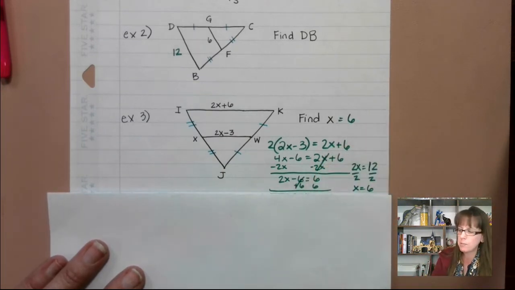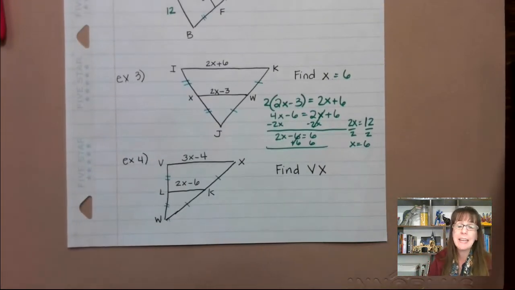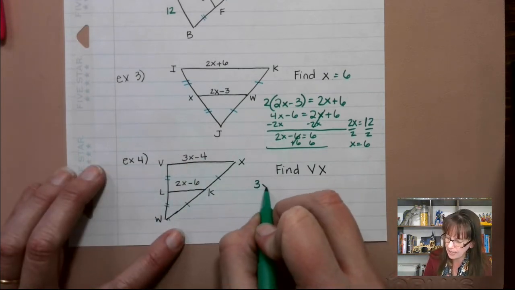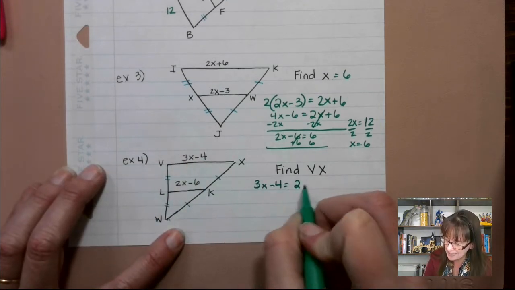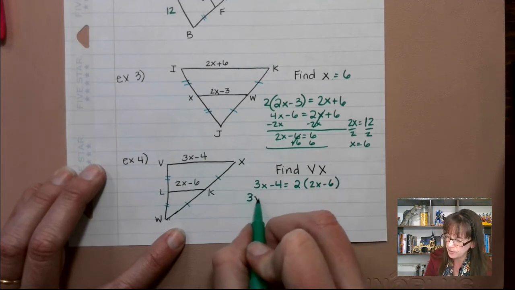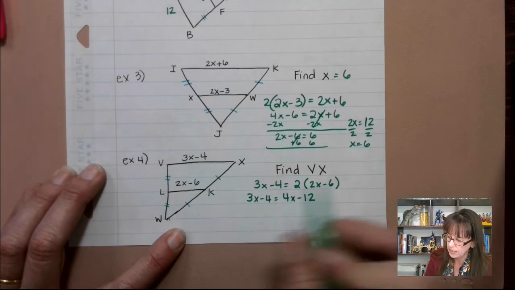All right, let's take a look at number 4 here. I got to move my stuff out of the way so I can move my camera. Number 4. All right, again, this is going to be twice whatever this is. So all we have to say is 3x minus 4 equals twice of whatever the inside is. All right, let's do some distribution. 3x minus 4 equals 4x minus 12.